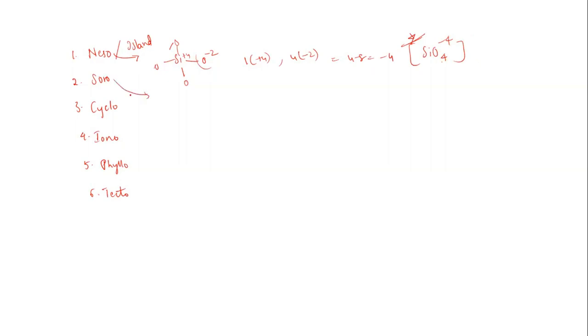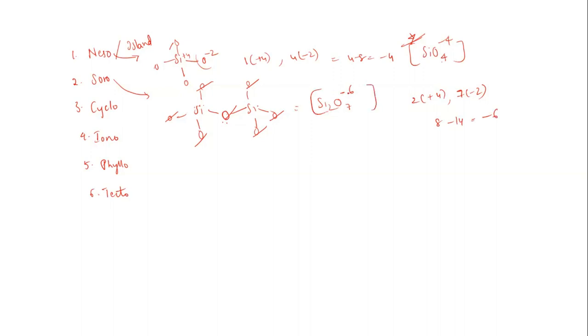Next one is sorosilicates. Neso is island silicates, just individual silicate units. Soro means two silicate units, SiO4 and another SiO4. Two silicate units get attached together using another oxygen atom. So this is what sorosilicates means: two island silicates getting attached by another oxygen. What will be the formula? Si2. How many oxygens are there? 1, 2, 3, 4, 5, 6, 7. Si2O7. How do we arrive at the charge here? Si is 2, so 2 into plus 4. Oxygen is 7, so 7 into minus 2. 8 minus 14 means minus 6. So the formula for sorosilicates is Si2O7 minus 6.